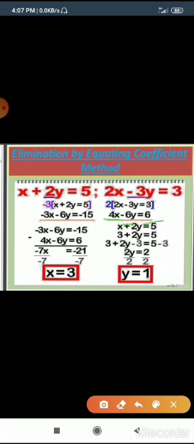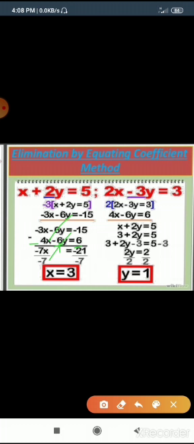Now we have to subtract these two equations: minus 3x minus 6y is equal to minus 15, minus 4x minus 6y is equal to 6. While subtracting, the signs will change. So plus 4x will become minus 4x, minus 6y will become plus 6y, plus 6 will become minus 6. Minus 3x minus 4x is minus 7x. Minus 6y plus 6y got cancelled. Minus 15 minus 6 is minus 21.